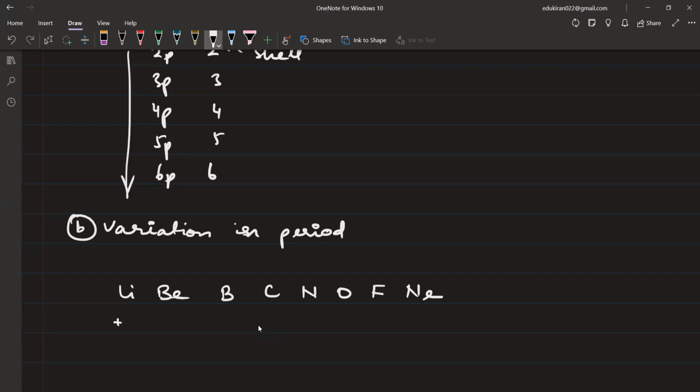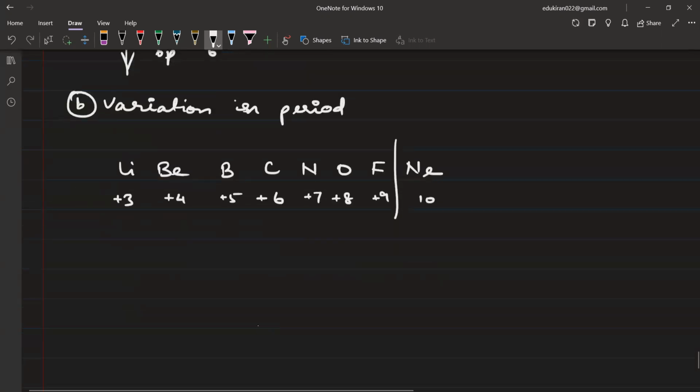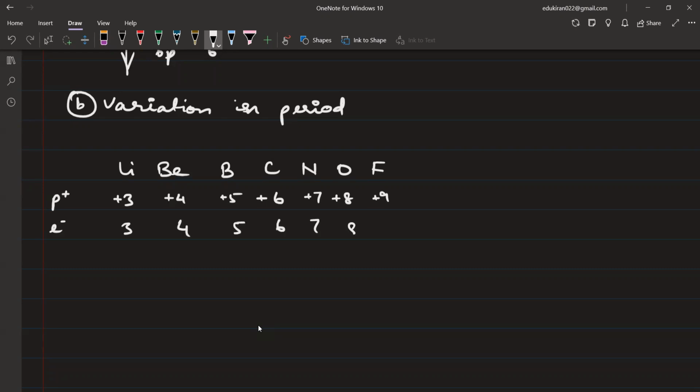So lithium has atomic number 3. That means we will have 3 protons. This will have 4, this will have 5, this will have 6, this will have 7, this will have 8, this will have 9, and this will have 10. But we will leave out neon, because it is a noble gas and its measurement is done in van der Waals radius. We will see till fluorine. Now here is the number of protons. The number of electrons is also 3, 4, 5, 6, 7, 8, and 9.